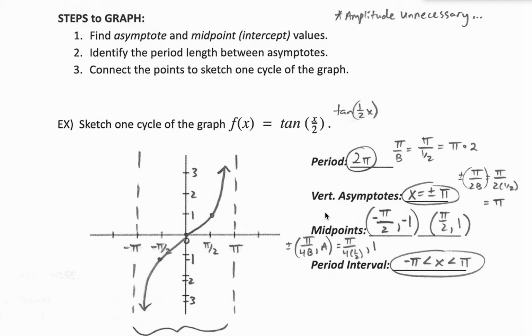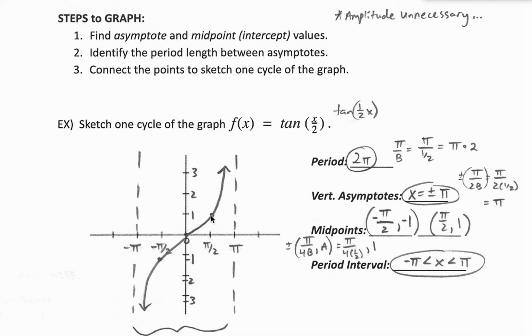Our midpoints, if we want to find them, again, are going to be half of that, half of our asymptotes, or a quarter of our period. So pi over 4b, again, b being 1/2, half of 4 is 2, so pi over 2. Both the positive and the negative version will be our x values for our midpoints. Our y values for those midpoints are just the amplitude value, positive and negative versions. Amplitude here is 1, so there's our y coordinates.